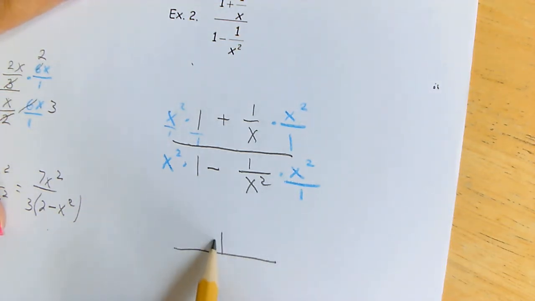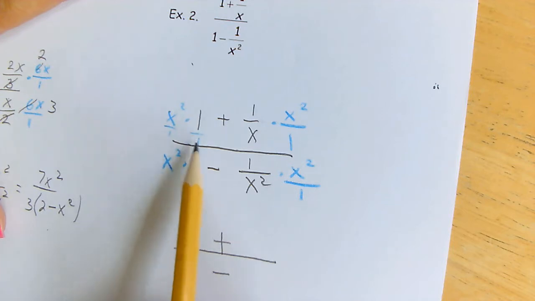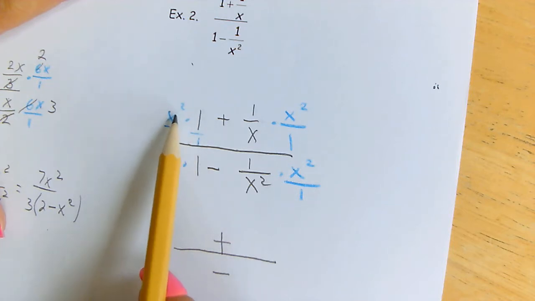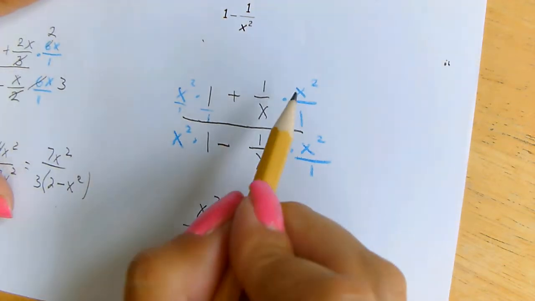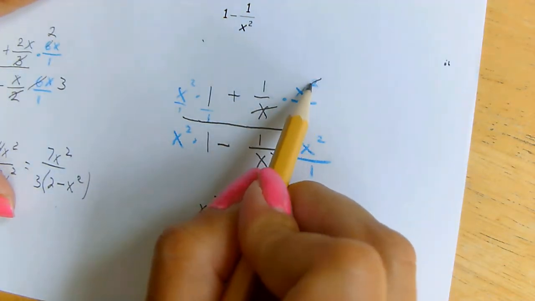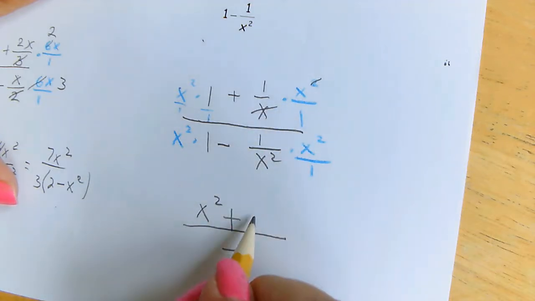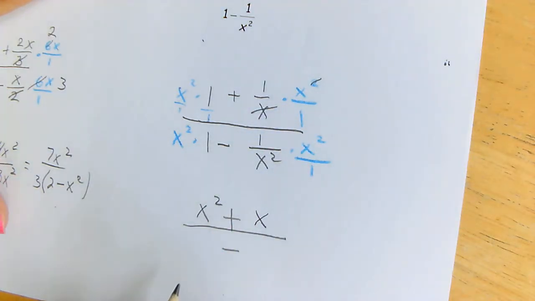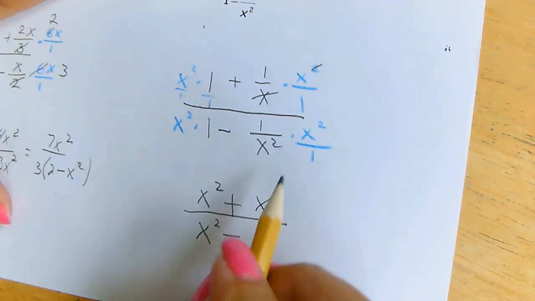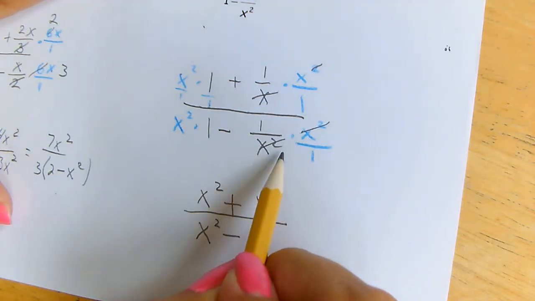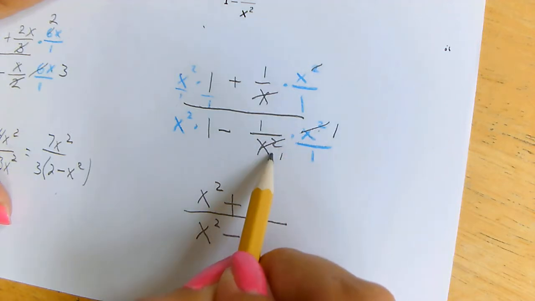So nothing divides out here. So it's just x squared. X squared divided by x, 1x will be divided out, and I'm left with x times 1, which is x. Here again, I just have x squared, and here, these divide out to 1 whole. Anything over itself is 1.